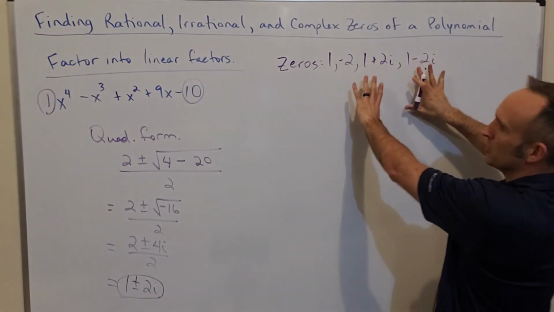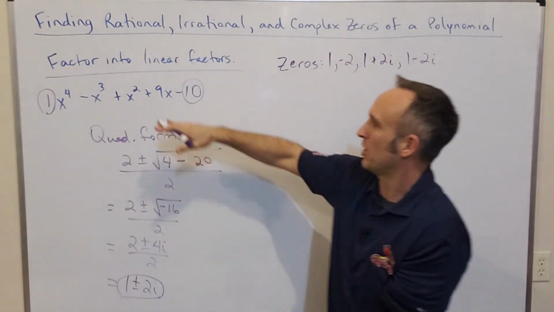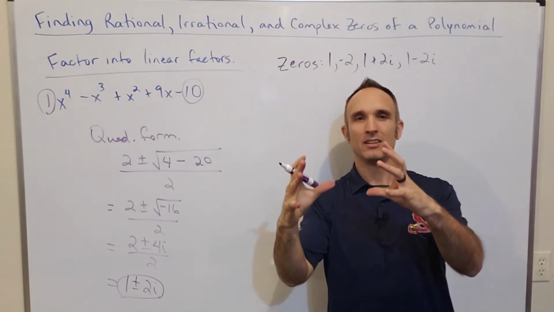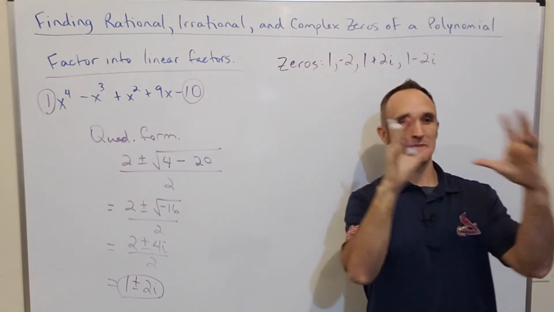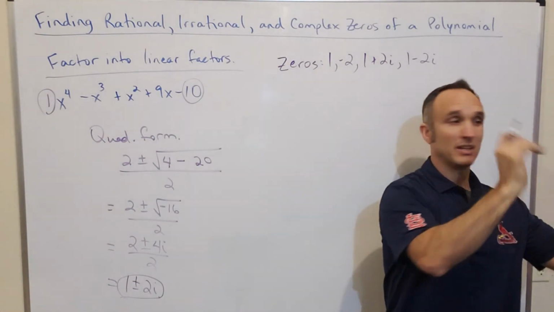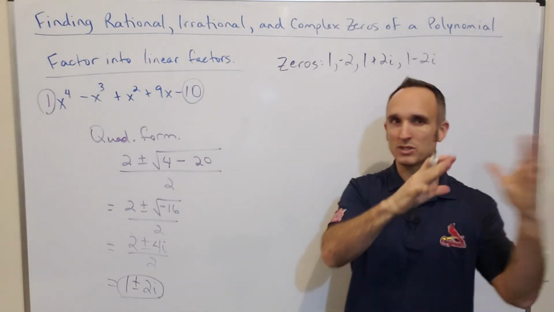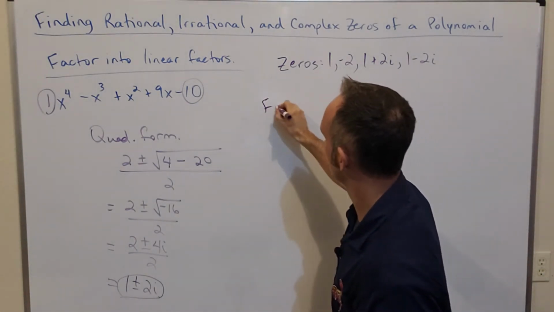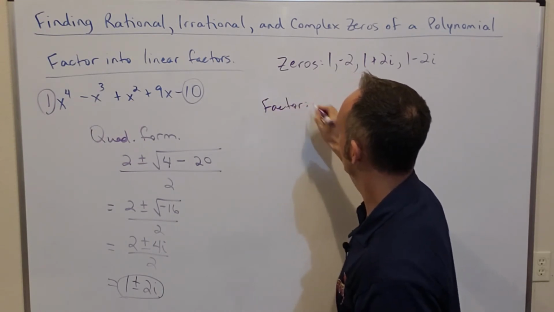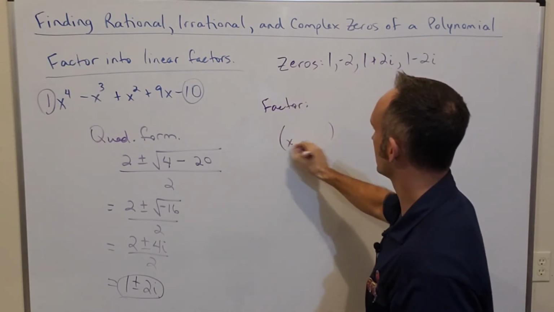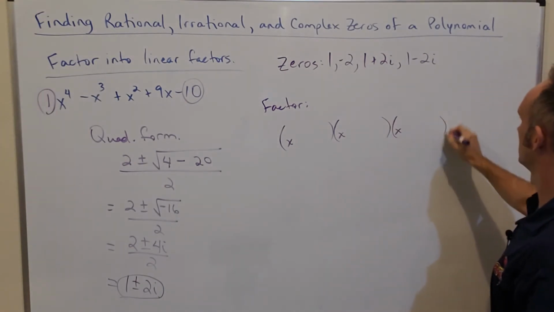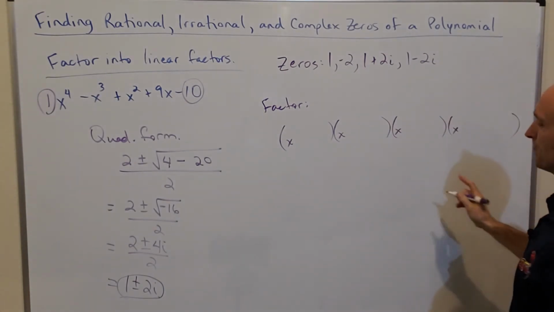Those are our zeros, but this problem asks us to factor this polynomial. When you factor an x to the 4th, you're going to get an x something times an x something times an x something times an x something. You're going to get 4 sets of parentheses with an x, something like this. You're going to have x, x, x, and x, okay?